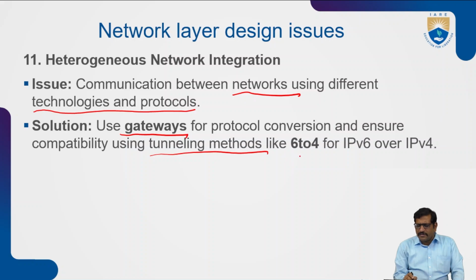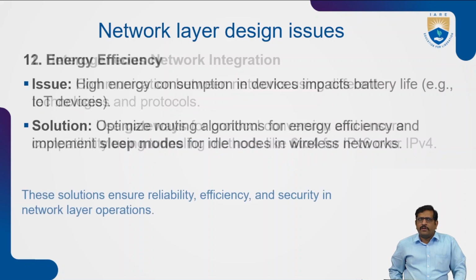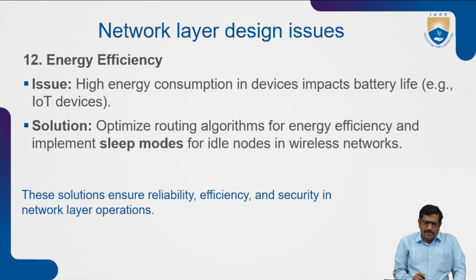That is like 6to4, which means IPv6 to IPv4. It joins these two versions, IPv6 and IPv4, so the joining can be done by tunneling. By the tunneling process, heterogeneous network integration issues can be resolved. Whatever issues arise in heterogeneous network integration will be resolved. And energy efficiency.